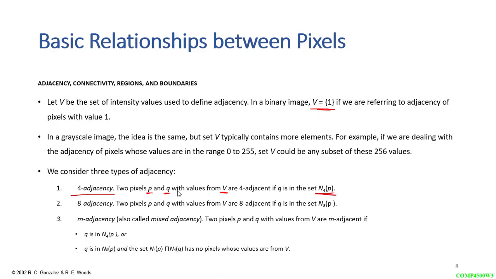And the final one is M adjacent. It has 2 conditions, for 2 pixels P and Q with the values from V. Remember, the values should be from V. I will give you examples later on. They are M adjacent if Q is in N4 of P, or Q is in ND of P, and the intersection of N4 of P and N4 of Q has no pixels whose values are from V.